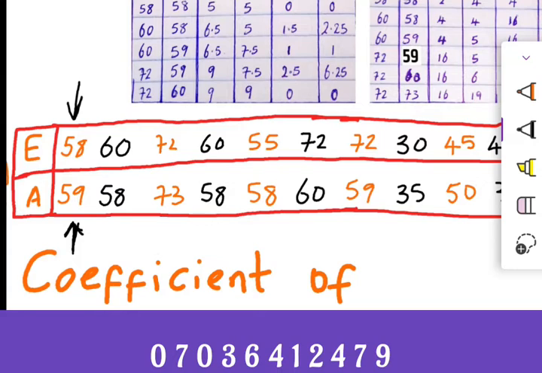Is there a relationship between economics and accounting? Another student scored 60 and 58. Wow, look at the closeness. 58 now is a C, 60 is a B. So it's having a B in economics, having a C. Look at another one: 72 in economics, and 73 in accounting. It's having A and A. Then the other one is having a B and a C also. This one is having a C and a C. So because of this, we want to find out what is the correlation between economics and accounting. So we are first of all going to use the Spearman's method before we go into the Karl Pearson's formula.